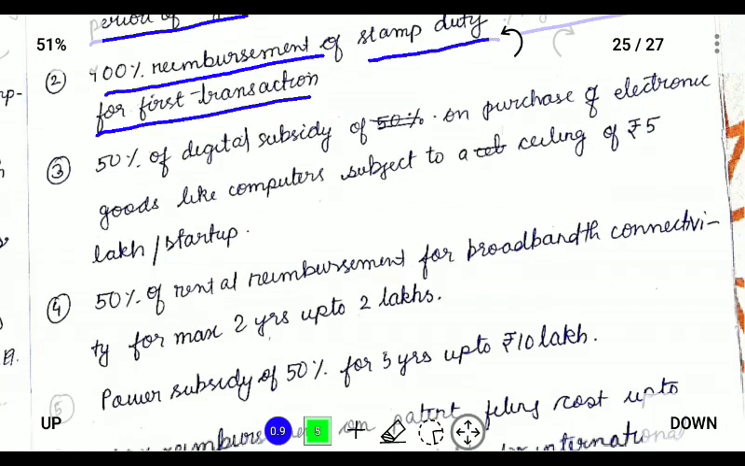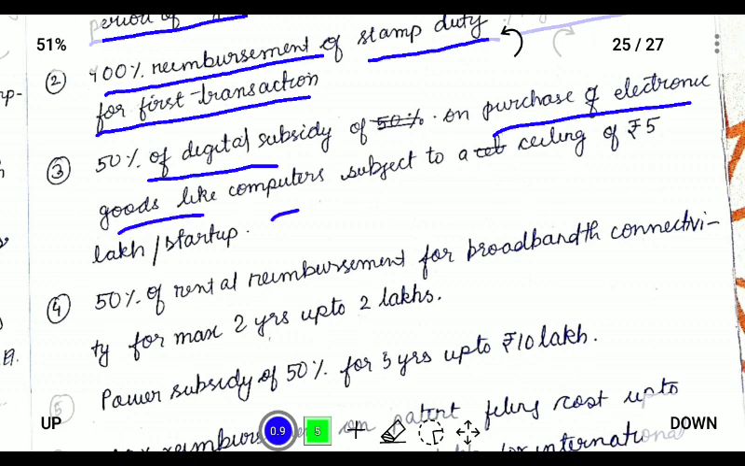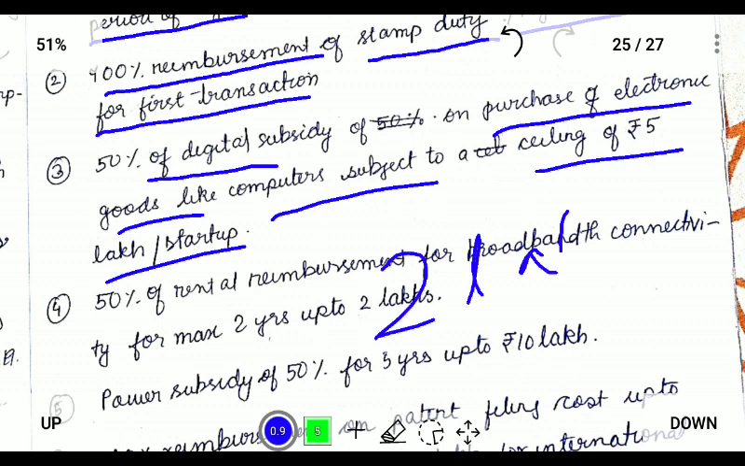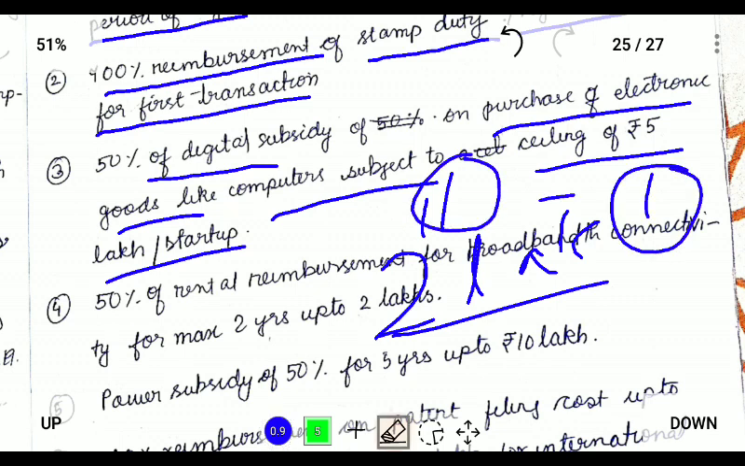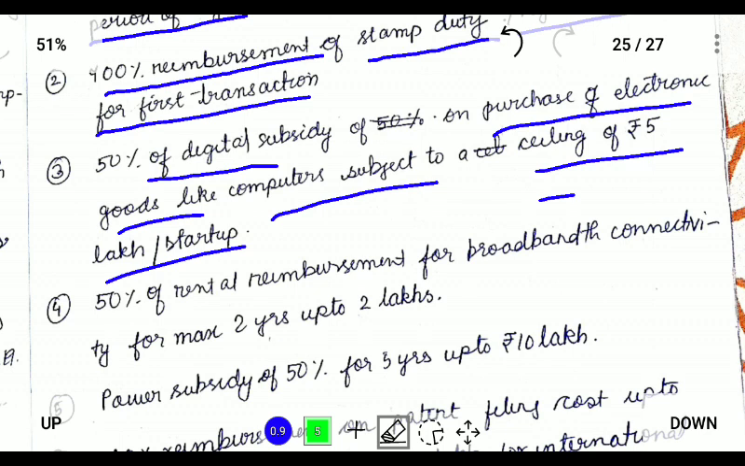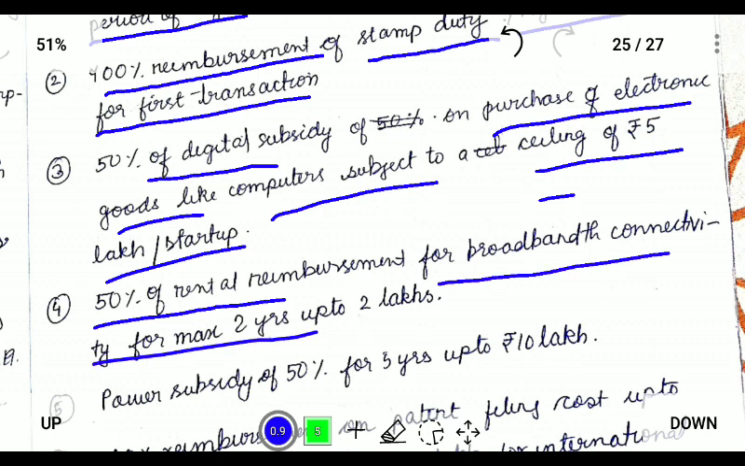And next is 50% digital subsidy on purchase of electronic goods like computers, subject to a ceiling of 5 lakhs per startup. That is, the maximum should be 5 lakhs and 50% of the digital subsidy will be provided. Suppose your expenditure is 2 lakhs, so the government will pay you 1 lakh, and 1 lakh you have to manage on your own. So the Nagaland government will be helping you to build up your startup by providing 50% digital subsidy.